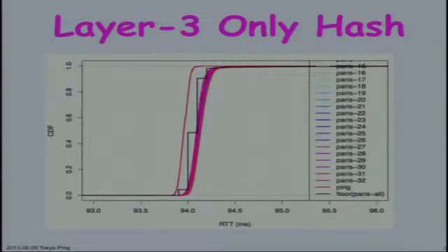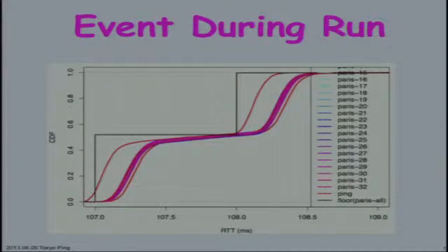Here's a layer 3 only hash. This is a European transatlantic. Oops, that was a mistake. And so you'll notice it's fairly clumped. This is a different provider, different routers, et cetera. This is, by the way, what happens when you say, oh no, something happened during the run. This is what something happened during a run looks like. You have your measurements, the event happens, everything shifts to the right, and then the world continues. So the funnies we were looking at were not an event happening during a run.